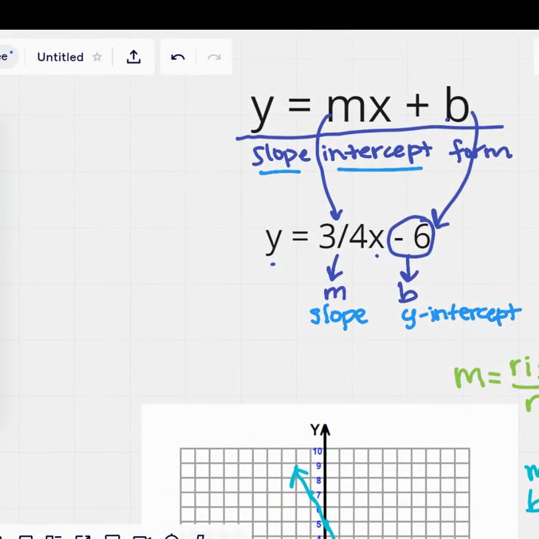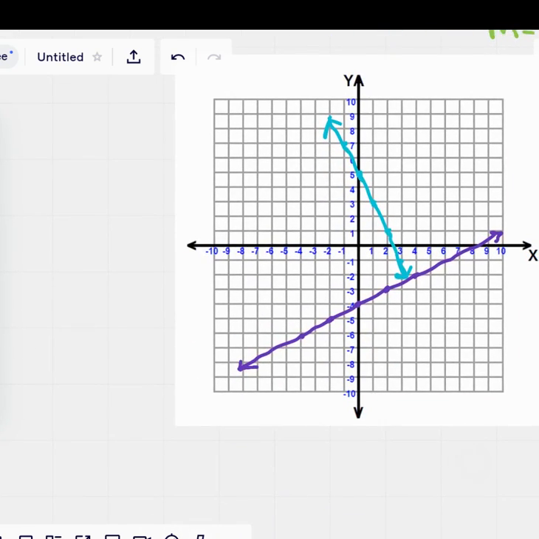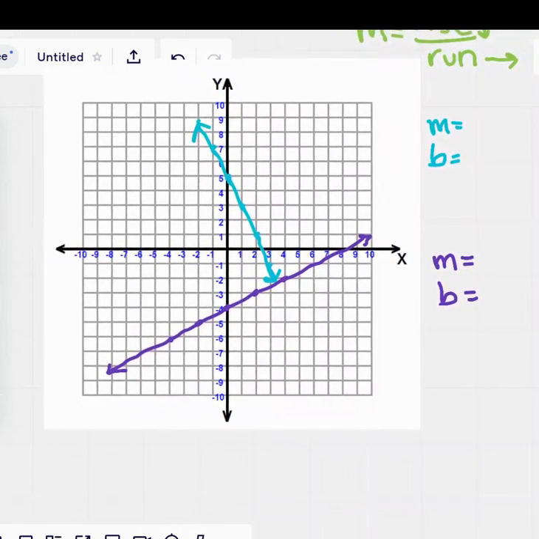So here's kind of what we were talking about. Y equals mx plus b. Whatever number is in place of m will be the slope. Whatever number is in place of b will be the y-intercept. So what does that even mean? Well, let's look at a graph to be sure that we know.